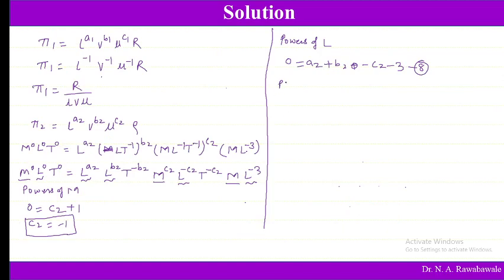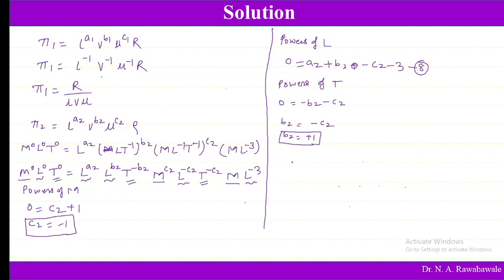Then powers of t we collect. So the power of t on the left hand side is 0. Then t to the power of minus b2, that is minus b2 minus c2. So we know the value of c2, so b2 is equal to minus c2, or b2 is equal to minus of minus 1. B2 is plus 1.